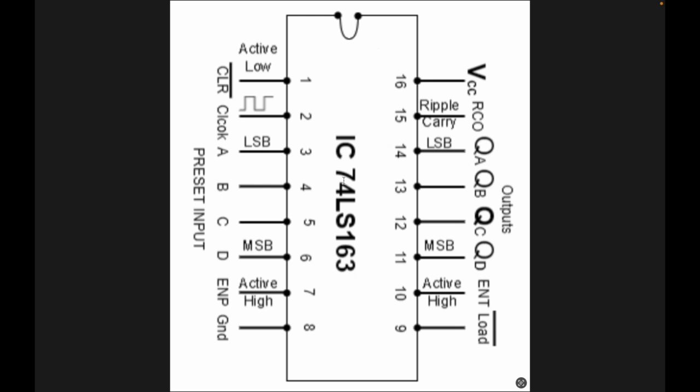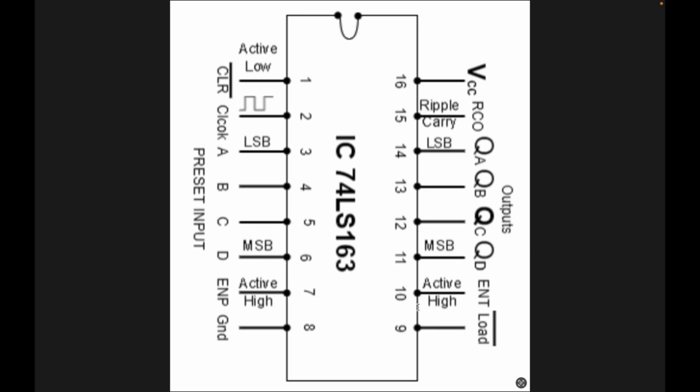Now I am going to describe all pins one by one. The first pin is a clear pin, which is also known as master reset input, and it's used to reset the whole IC. The second pin is a clock. It is also known as clock pulse or clock signal. It is a continuous high-low signal which will be used to trigger the IC. That's why it is also known as trigger pulse. A, B, C, and D are preset inputs, in which A is the least significant bit LSB and D is the most significant bit MSB.